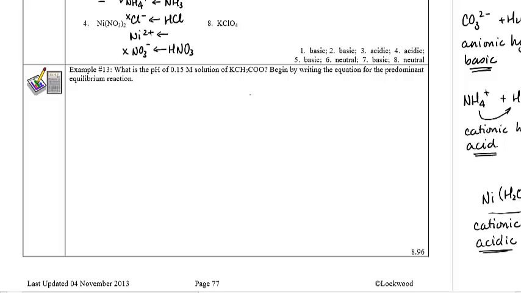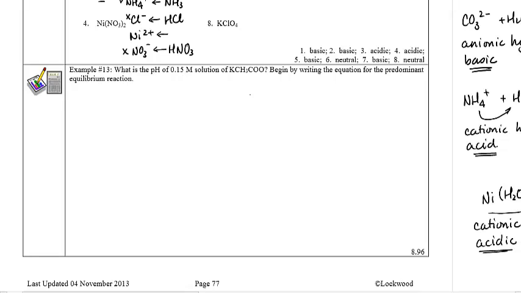Now in this segment we are going to be taking a look at the calculation of the pH of a solution when a salt has been added to it. So in this question, where we are calculating the pH of a 0.15 molar solution of potassium acetate, we have to first of all analyze the salt just like what we did in the previous example.